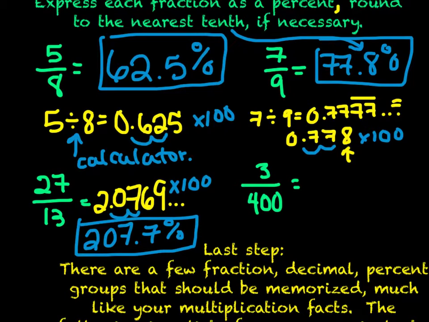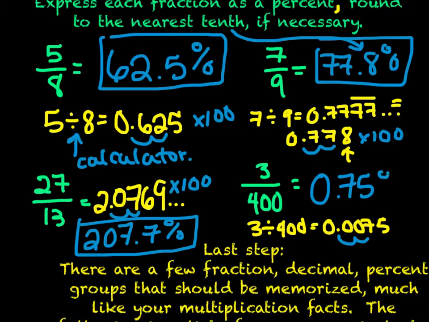Last one, 3 over 400, 3/400ths. If we were to do the math, 3 divided by 400 is equal to 0.0075, so 75/10,000ths. Let's move over that decimal point 2 places, and we get 0.75%.